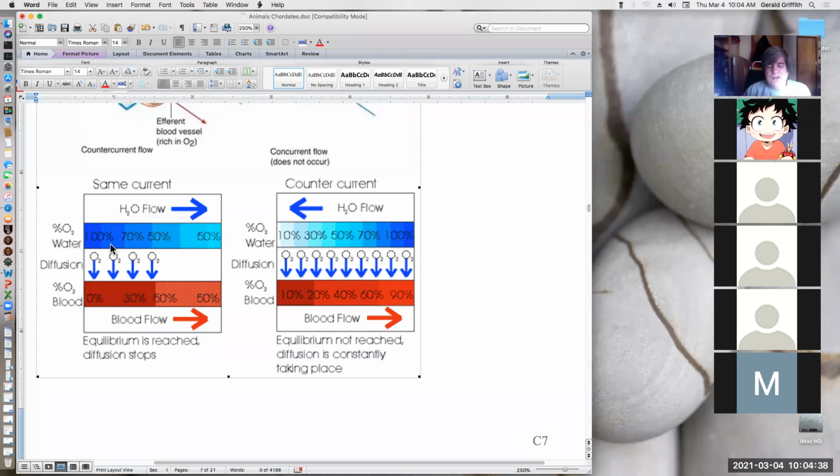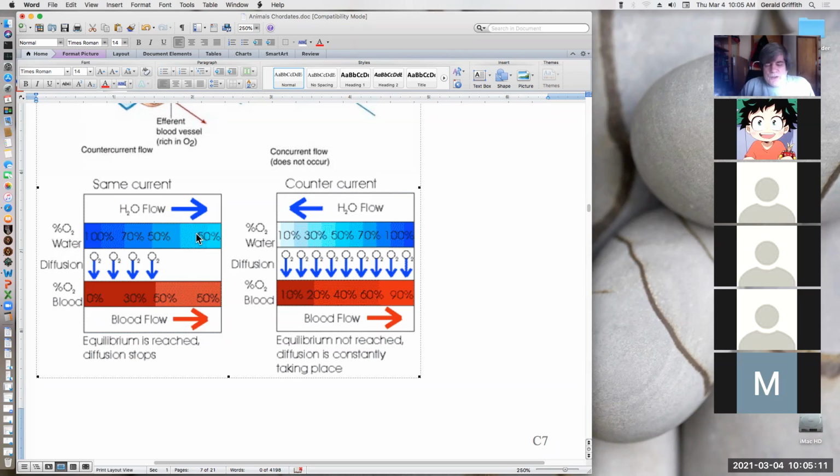Now, oxygen is going to diffuse from where it's at a high concentration, 100% in the water, to where it's at a low concentration, 0% in the blood. Now, we know that in diffusion, things move from a high concentration to a low concentration. Well, notice by the time the blood leaves the gills, the blood has 50% of the oxygen it can hold. The water has 50%.